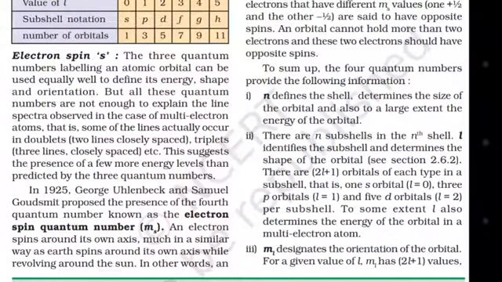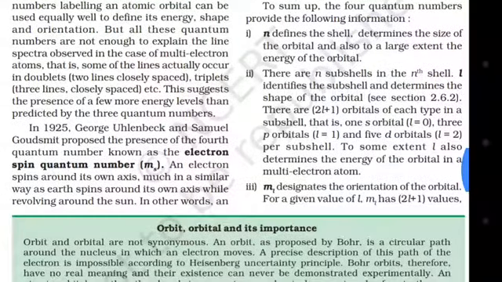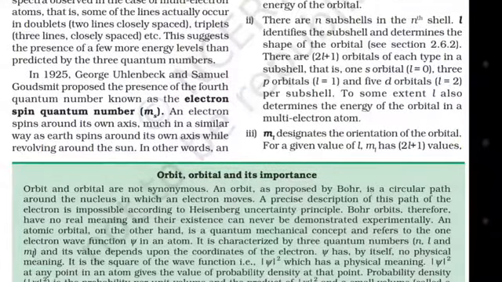To sum up, the four quantum numbers provide the following information. First, n defines the shell, determines the size of the orbital and also to a large extent the energy of the orbital. Second, there are n subshells in the nth shell. l identifies the subshell and determines the shape of the orbital. See figure 2.6.2. There are 2l plus 1 orbitals of each type in a subshell. That is, 1 s orbital, l is equal to 0; 3 p orbitals, l is equal to 1; and 5 d orbitals, l is equal to 2 per subshell. To some extent, l also determines the energy of the orbital in a multi-electron atom.